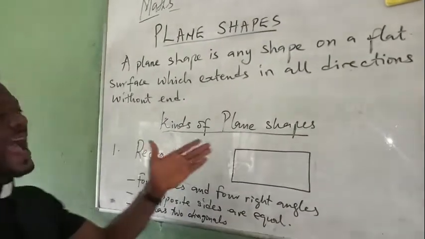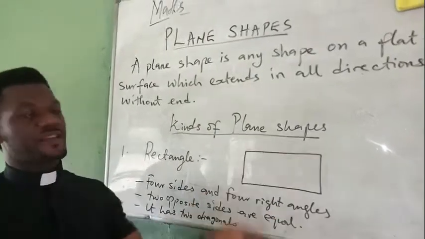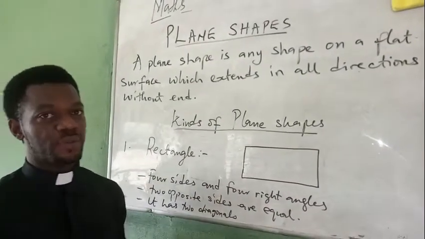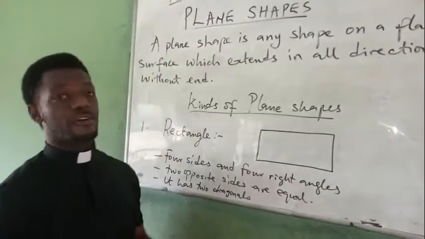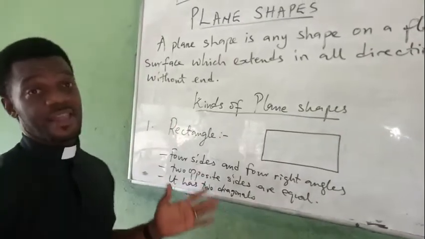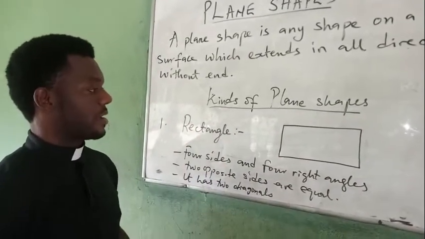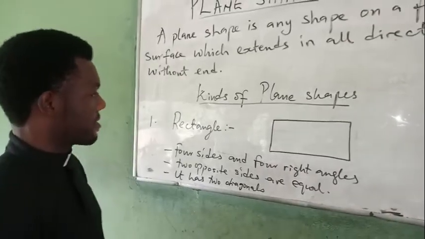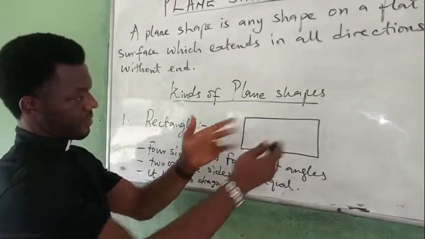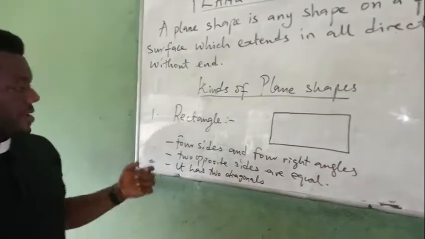Now, we have kinds of plane shape. From the kinds, you will be able to know what a plane shape is all about. So, kinds of plane shapes. We have a rectangle. Rectangle is the first kind of plane shape. This is a rectangle. What are the qualities of a rectangle?